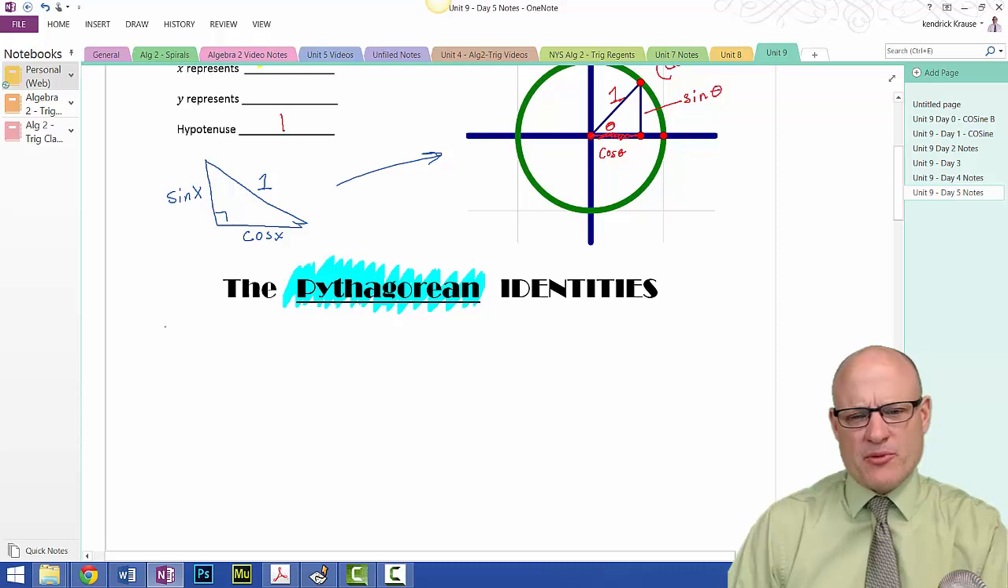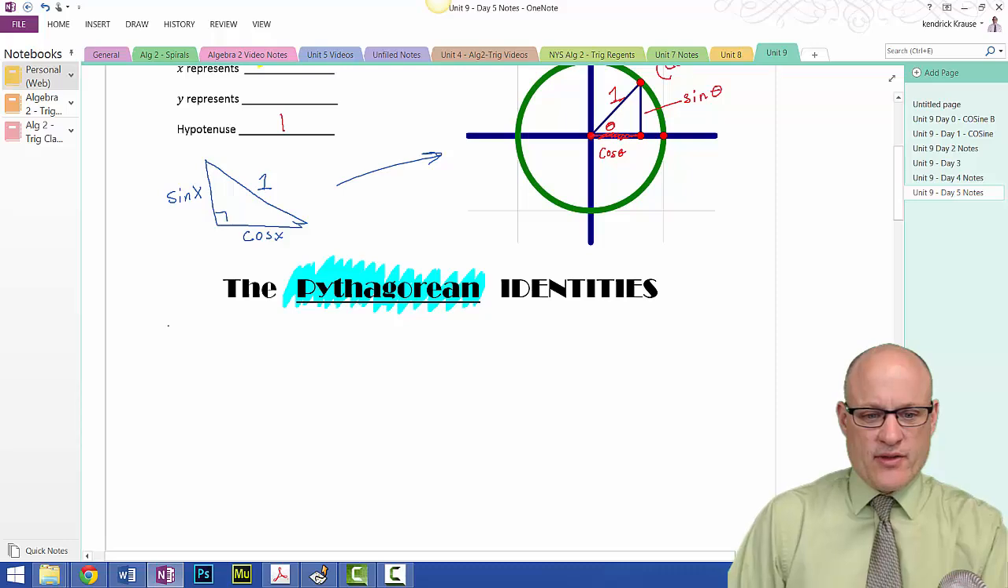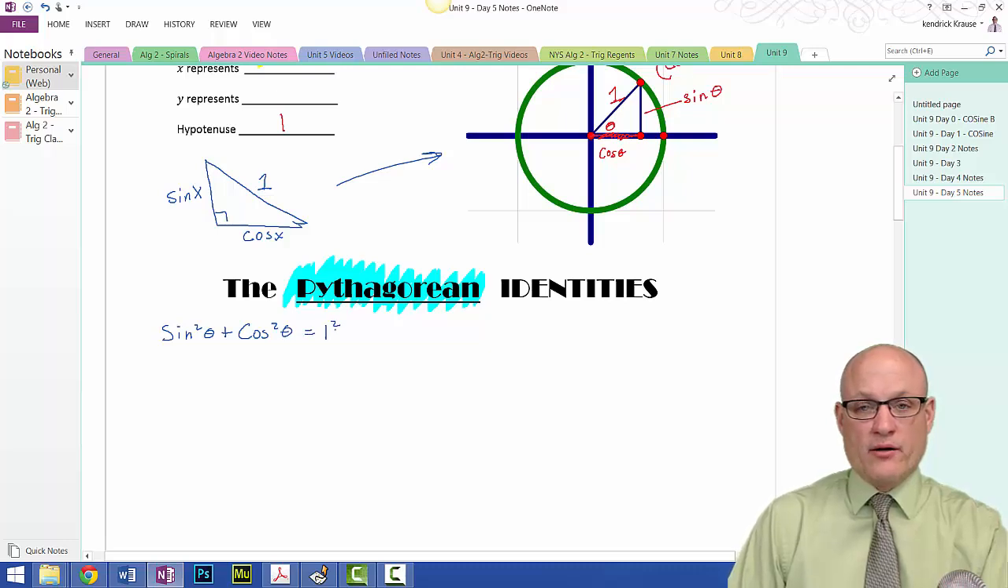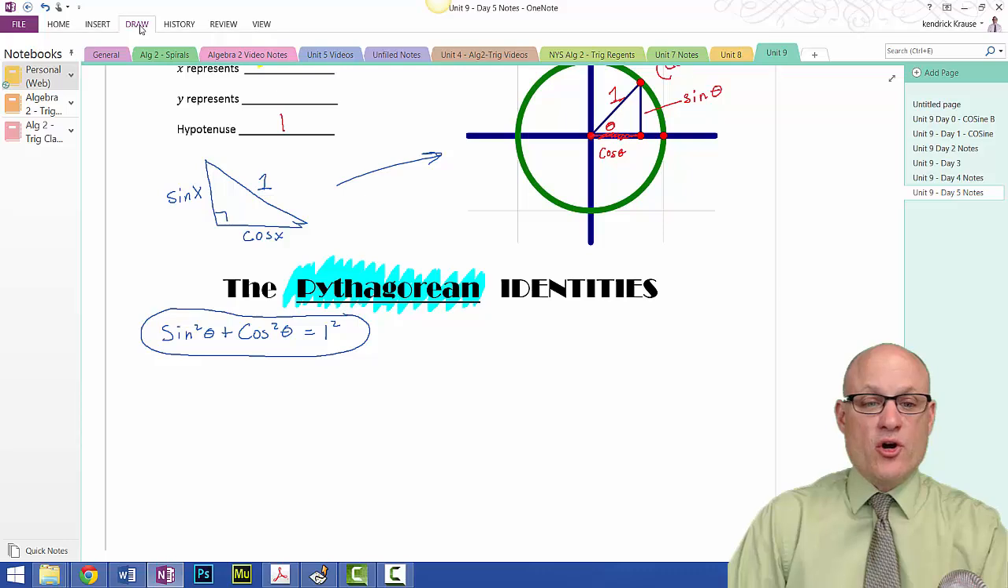Then, if I'm doing the Pythagorean theorem, doesn't that mean that the sine squared of theta plus the cosine squared of theta must equal 1 squared, or just 1? Of course it does. That is your first Pythagorean identity. You need to know that. It's going to help solve different problems.